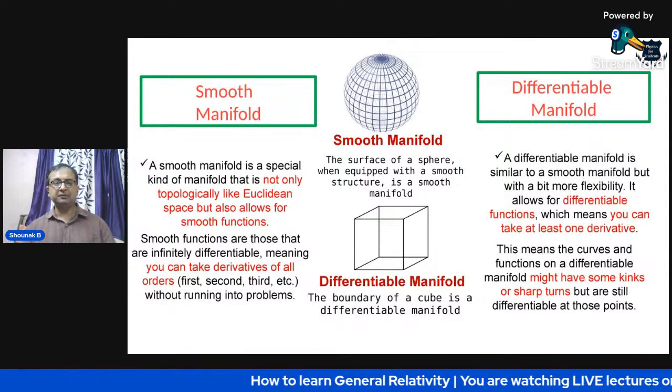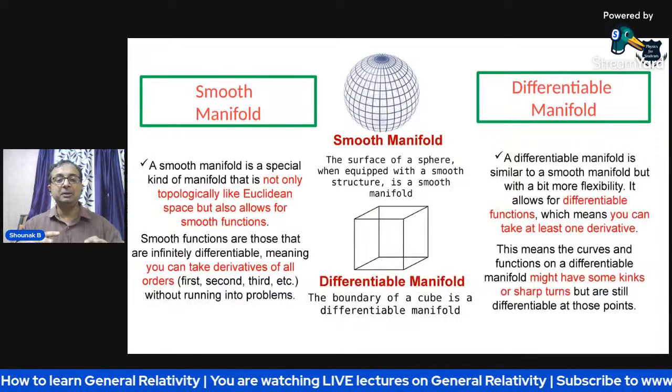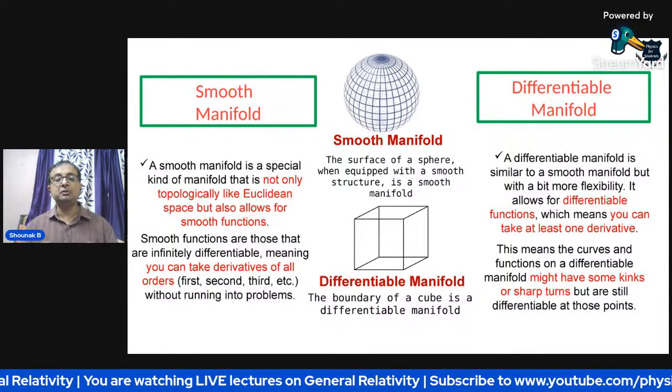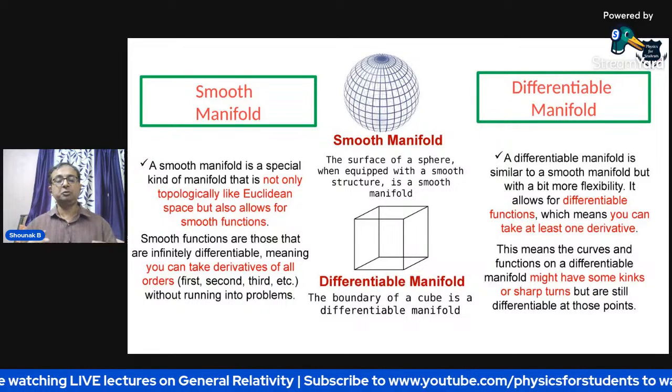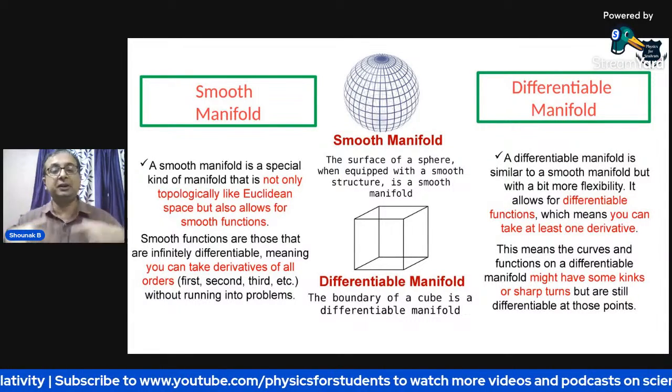What is a differential manifold? A differential manifold is similar to a smooth manifold, but it is a little bit more flexible. That means it allows for differentiable functions, where you can take the derivative of that derivative, of the derivative of the derivative, and you can continue.